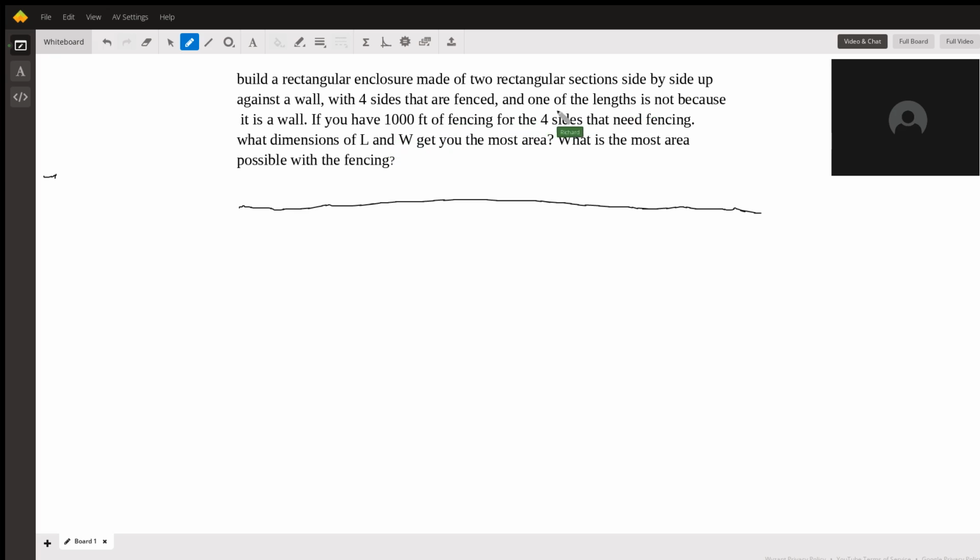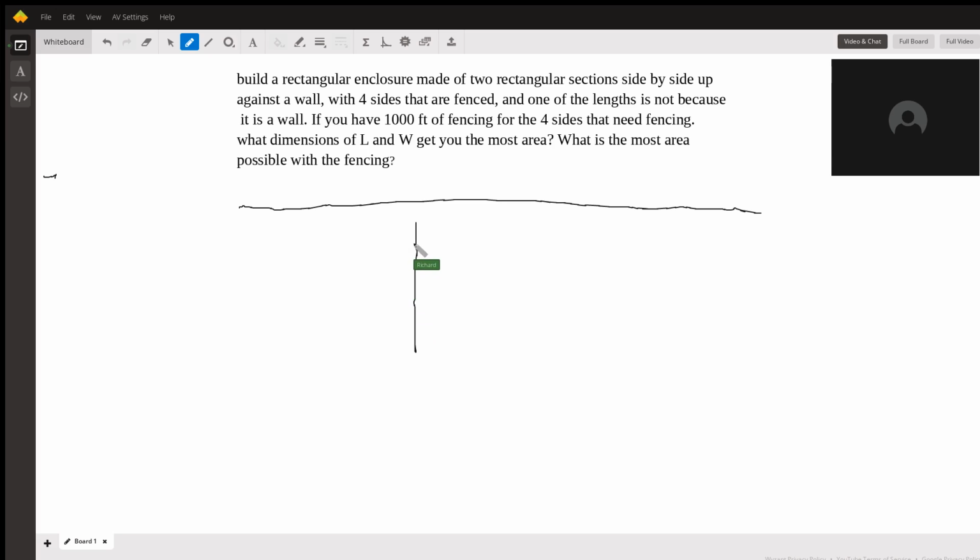This is a pretty classic question from Algebra 2, so you should expect to see many more similar questions. This has to do with a rectangular enclosure that has to be built on three sides against a wall.